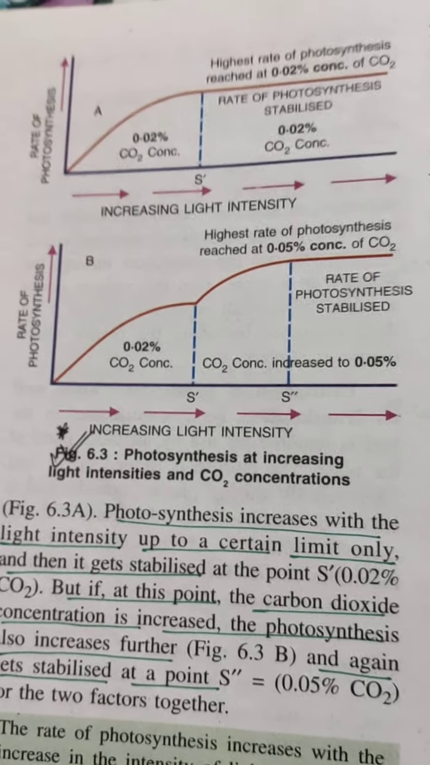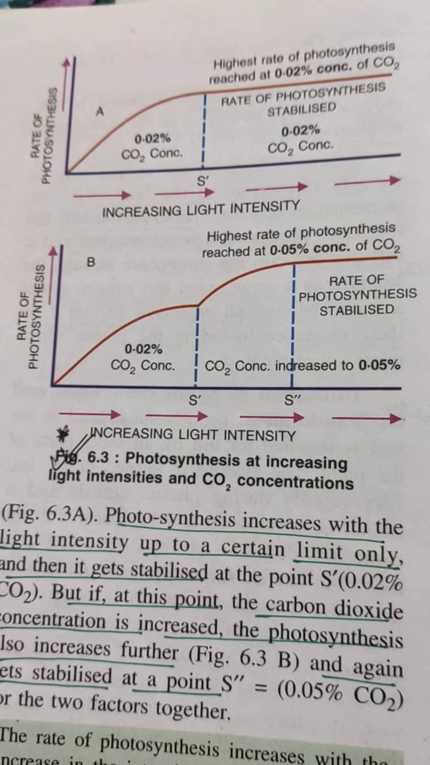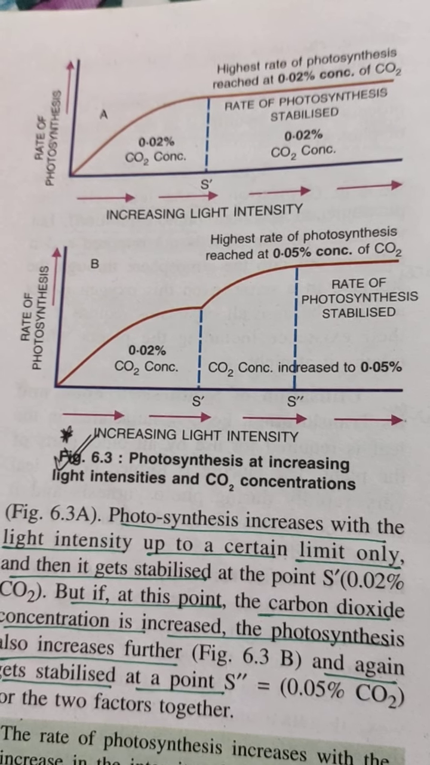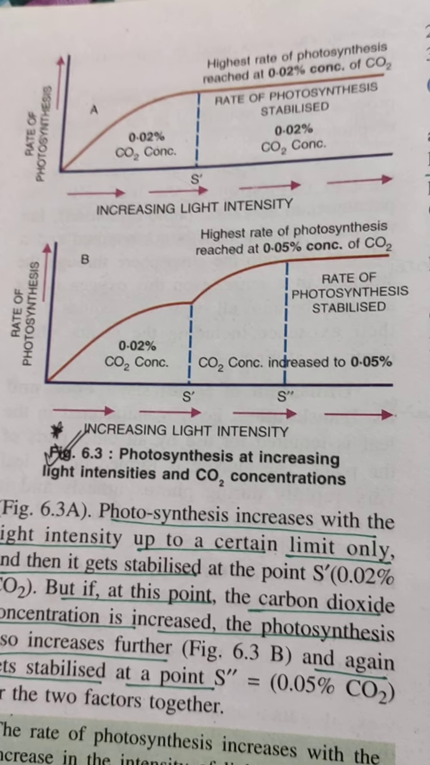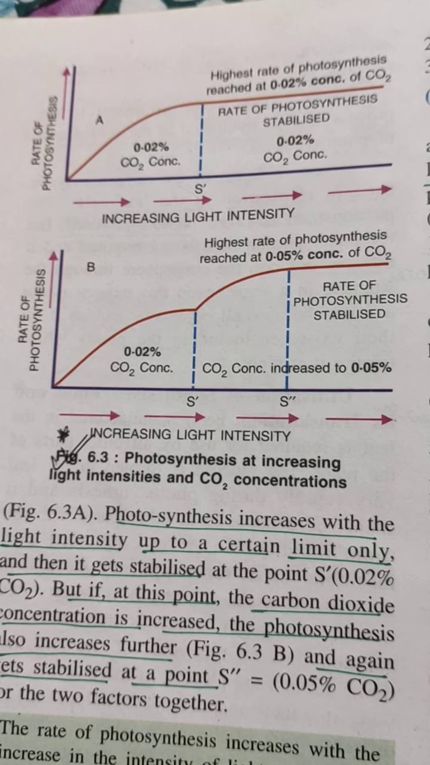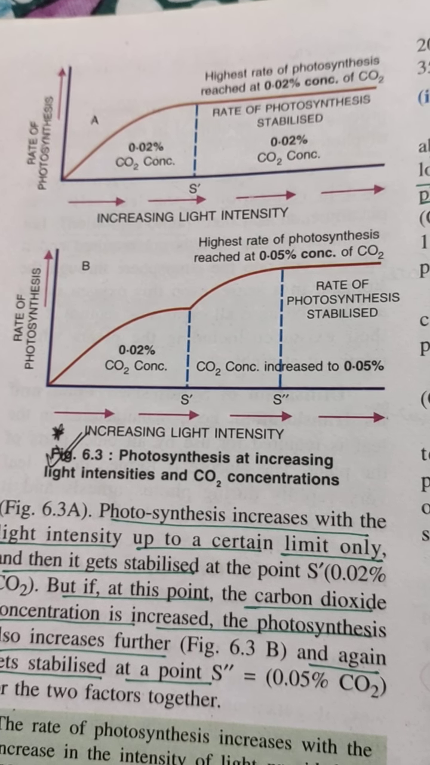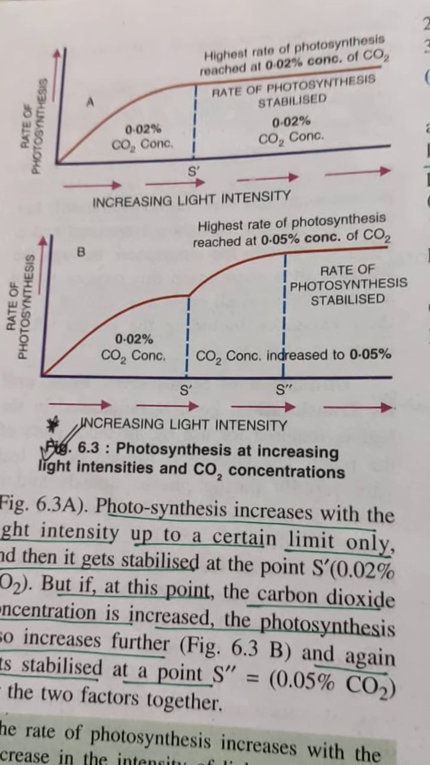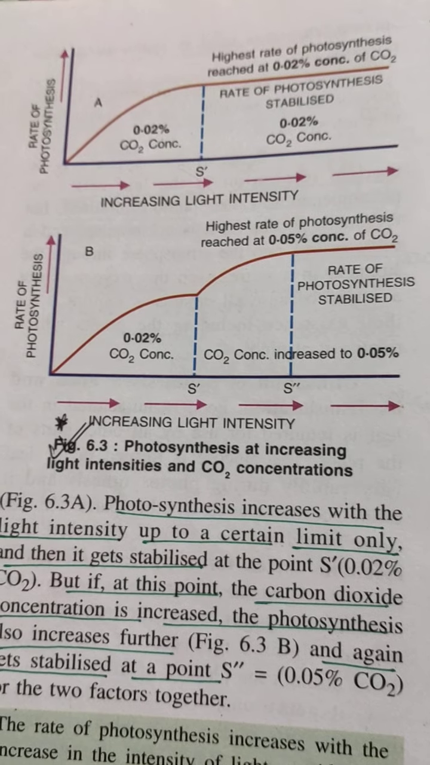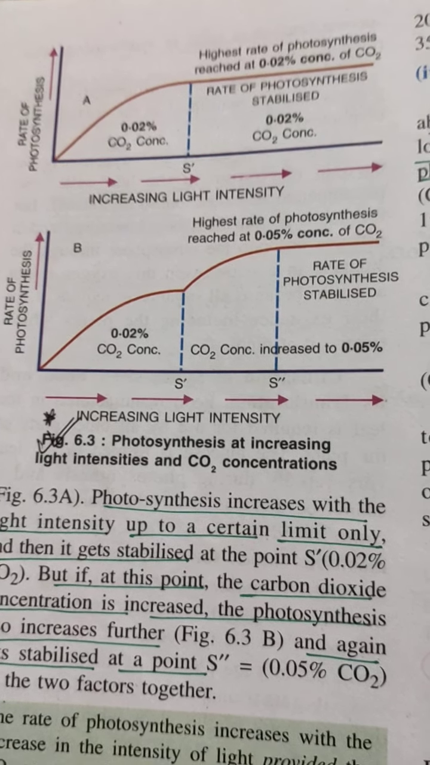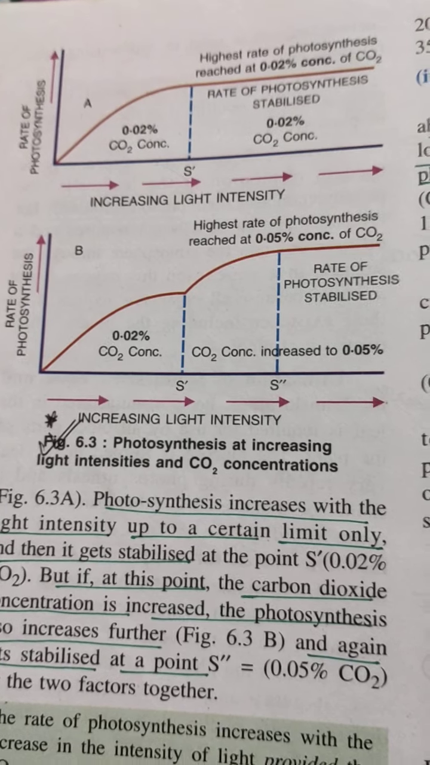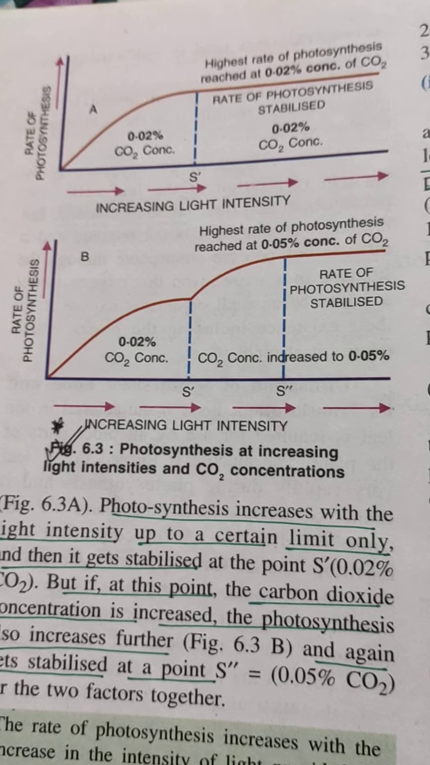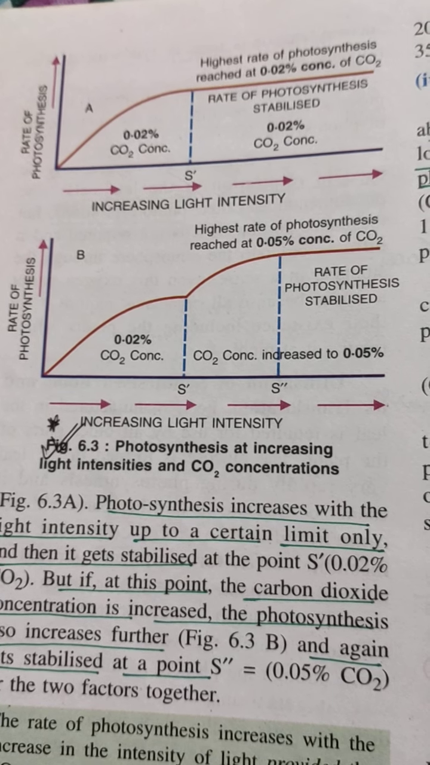Here we can see with the increasing light intensity in figure A, you just please concentrate on figure A. Increasing light intensity, with that the rate of photosynthesis is also increasing up to S dash. But after that, it is stabilizing the rate of photosynthesis after 0.02% concentration of CO2. And here in B, we can see that up to S dash we are getting the same result. But after that, in the S double dash, here CO2 concentration is increased to 0.05%. We are increasing the CO2 concentration.